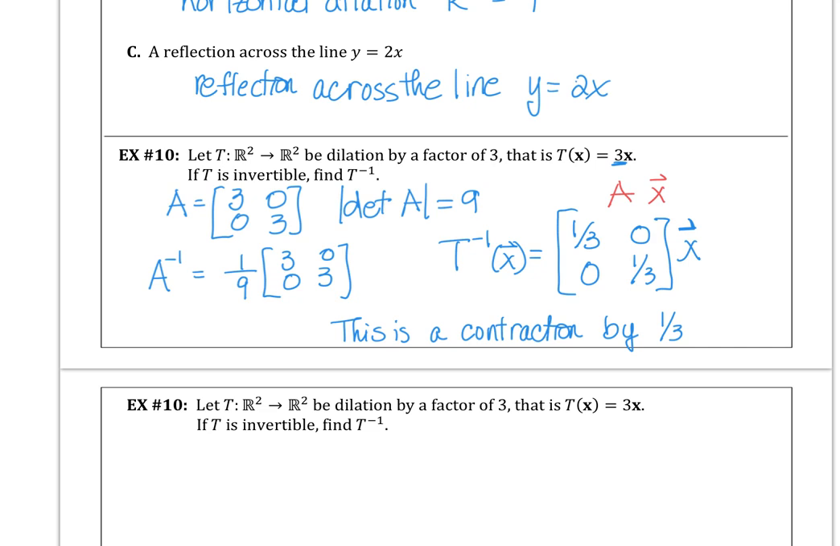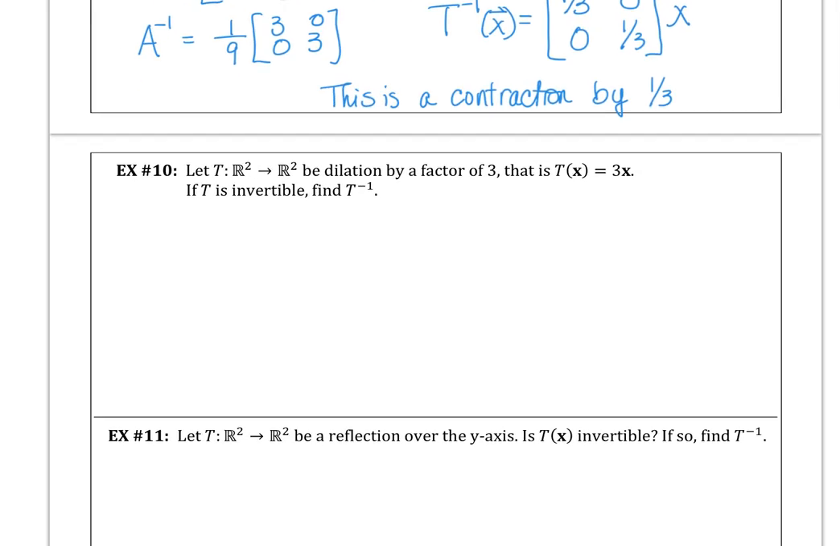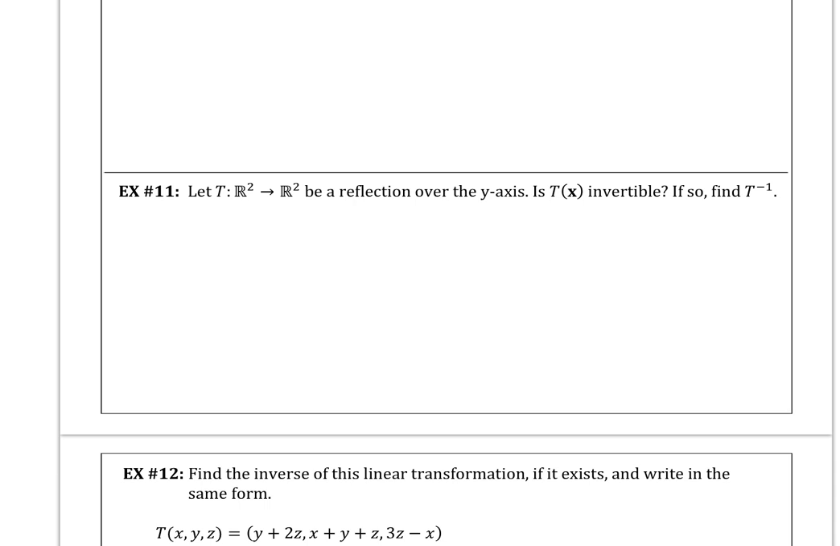Example 11. We got two Example 10s, so let's go on to 11. Let T map R^2 to R^2 be a reflection over the y-axis. I'm going to highlight that. We have a reflection over the y-axis. Is T of x invertible? If it is, find T inverse. So we want to make a little sketch of what's going on here.